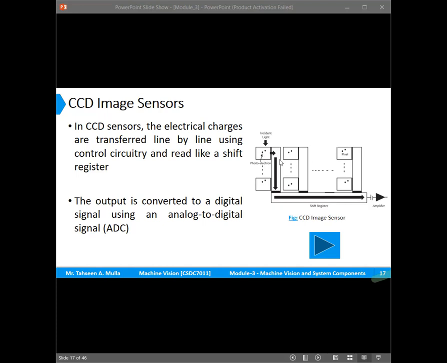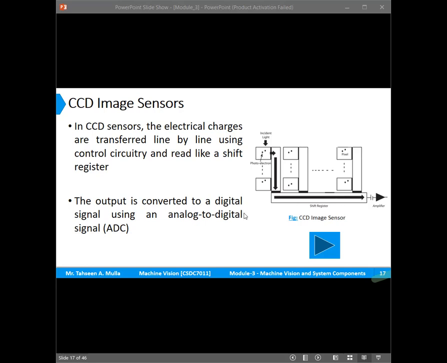So the way we read this grid might be in terms of rows and columns, thinking of it as a matrix, and each pixel photoelectron will represent a pixel. Right? So that is the only difference. In CCDs, you can say that the electrical charges are transferred line by line using a circuitry and read like a shift register. Now this is your shift register, right? Now as I said, there will be some kind of conversion of electrical signal. So the output is converted to a digital signal as we are getting the electrical charges or electrical energy from this as an input. So we need to convert it from analog to digital.